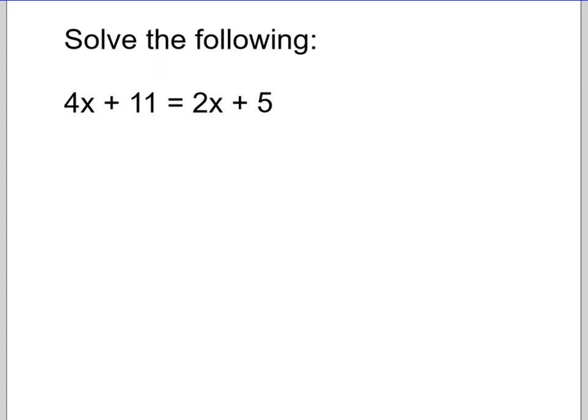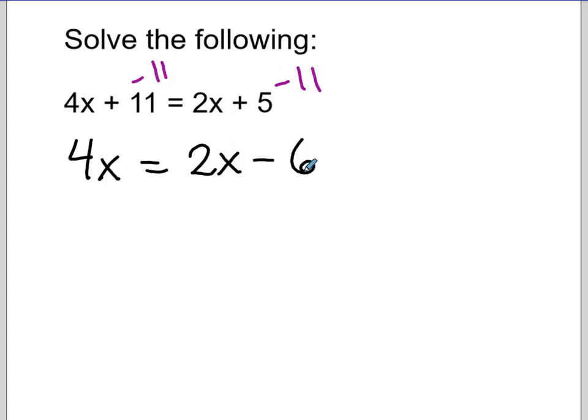So I like to go after these whole numbers first. So I'm just going to subtract 11 from both sides. And that leaves me with 4x equals 2x minus 6. Okay, and now I want to go after this 2x. It's a positive 2x, so to cancel a positive 2x, I need to subtract 2x from both sides.